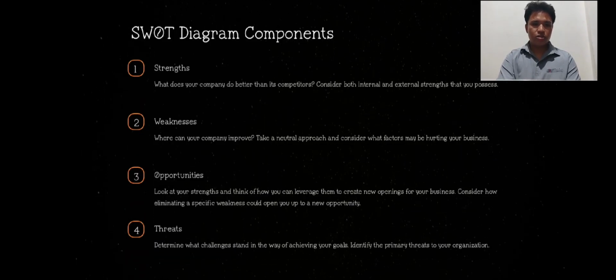Next, I'll talk about SWOT diagram components. First is strengths. What does your company do better than its competitors? Consider both internal and external strengths that you possess. Second is weaknesses. Where can your company improve? Take a neutral approach and consider what factors may be hurting your business.